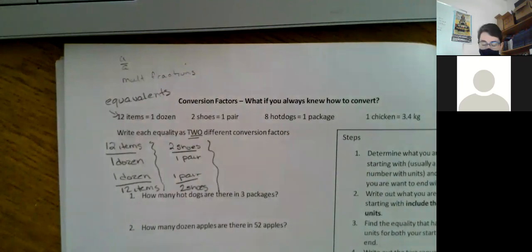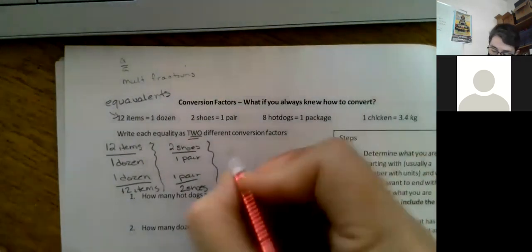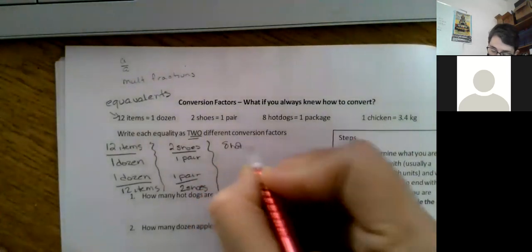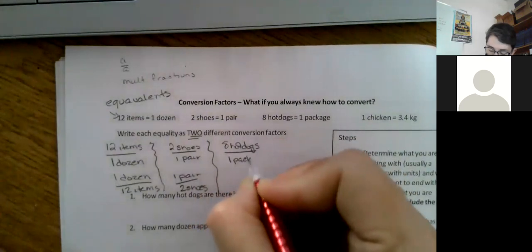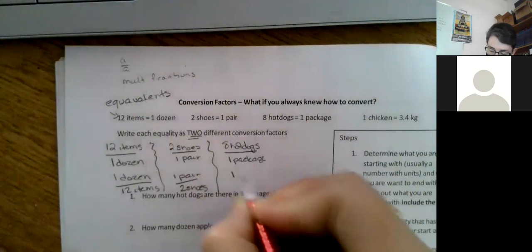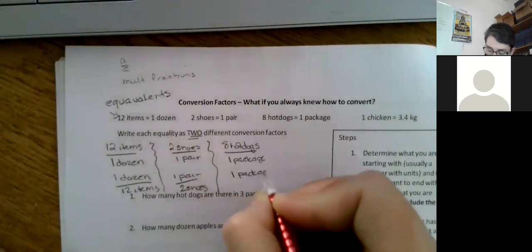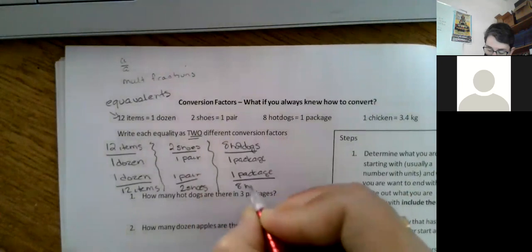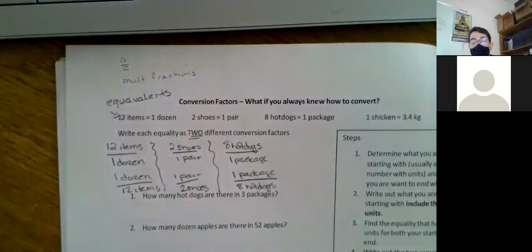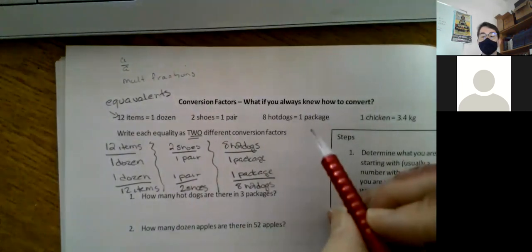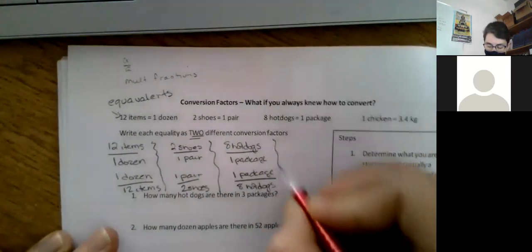All right, I'm hoping you did that. Let's just finish it up. And right now, if you don't know what to do with them, you're not supposed to. It's completely okay. All right, so we got 8 hot dogs in 1 package, 1 package. The nice part is once you start doing these, you're going to get comfortable with it. And it's not like you're going to have to write out the conversion factors. You'll be able to look at the equivalent and just know which way to write it.